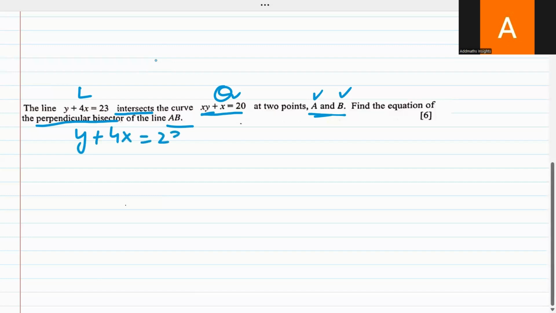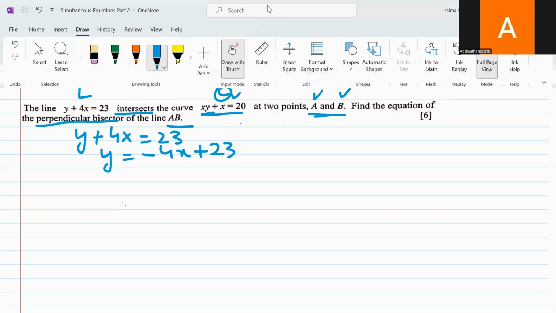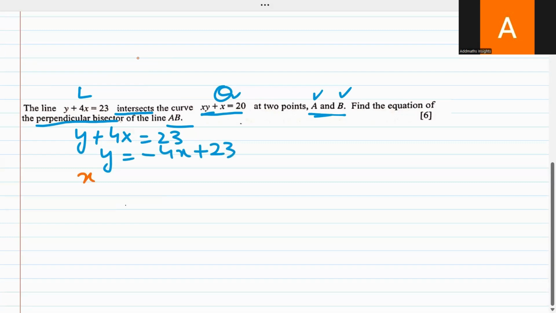And then you can make either letter, x or y, the subject. I'm making y the subject because it's easier to avoid fractions. You can write minus 4x plus 23, or 23 minus 4x. And then you substitute this value in the second equation. The second equation is xy plus x is 20. Now you substitute the value of y: x times 23 minus 4x, plus x is 20.